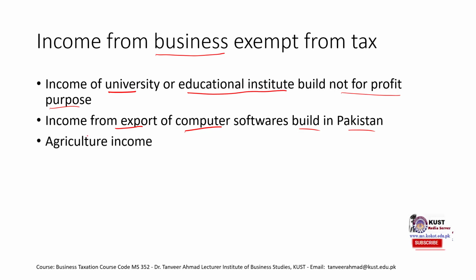Again, agricultural income we have discussed multiple times. Agricultural income is also exempted from income from business taxation. And lastly, NGOs. These are non-governmental organizations. Their task is to help certain aspects of humanity. Any income that they produce would also not be considered as income from business.